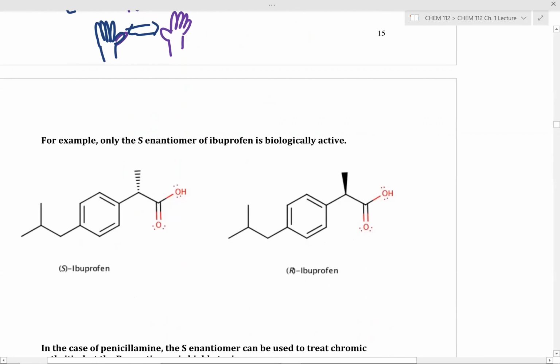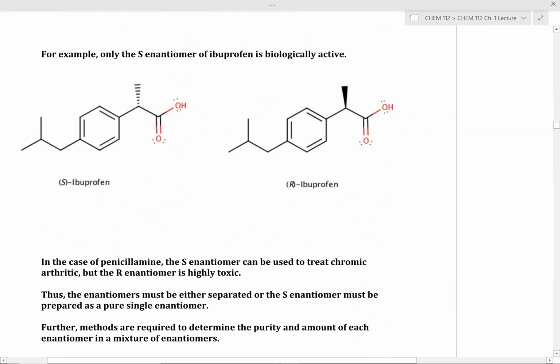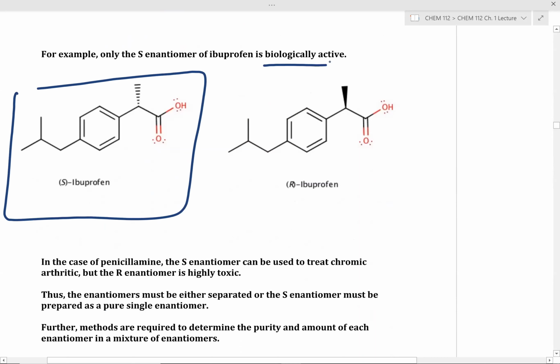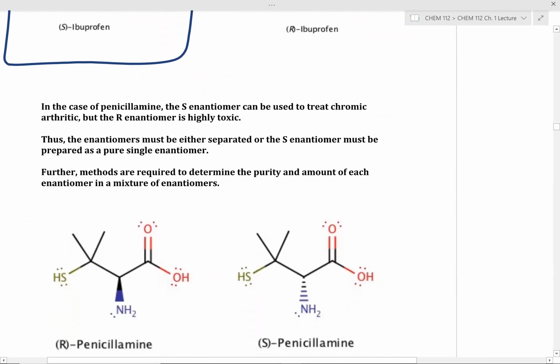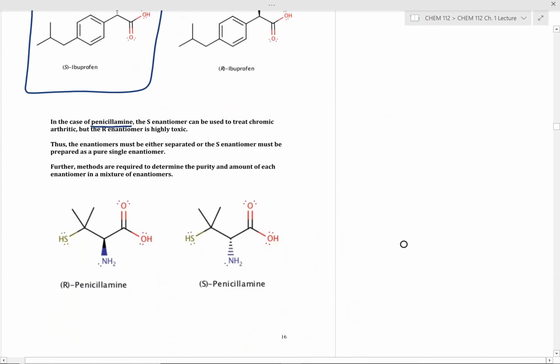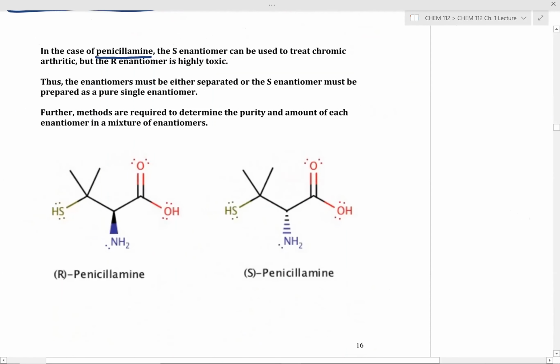Okay. So a classic example is looking at ibuprofen. Only the S enantiomer of ibuprofen is biologically active in terms of its beneficial effects. The R enantiomer is inactive. Even more interestingly, for penicillamine, which was primarily used for treatment of arthritis before more effective medications were developed, the S enantiomer can be used to treat chronic arthritis, but the R enantiomer is actually highly toxic.